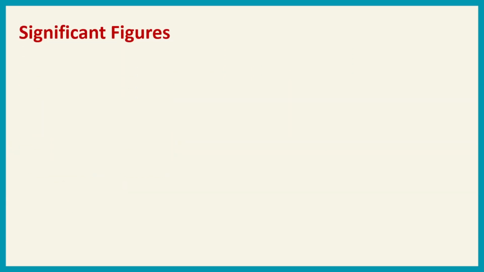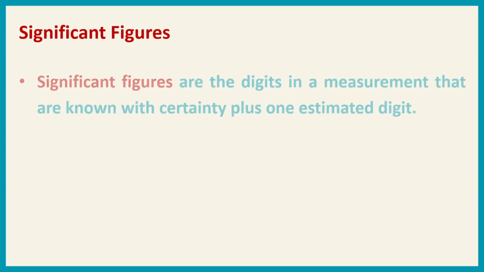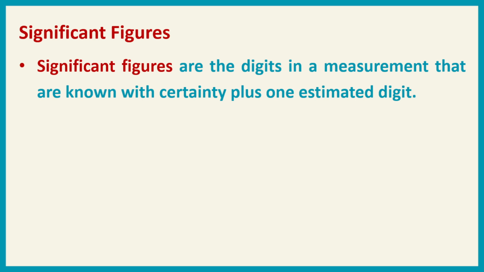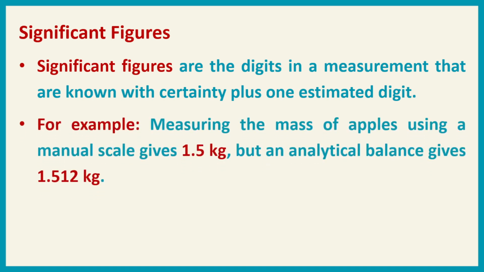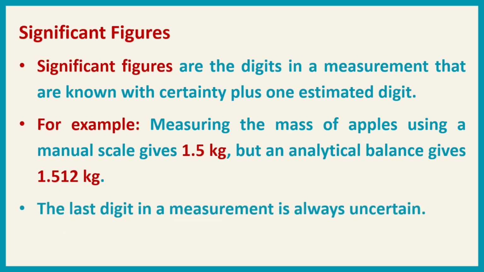And the next term is significant figures. Each measurement contains some uncertainty due to the limitation of the instrument and human error. The significant figures are the digits in a measurement that are known with certainty plus one estimated one. For example, measuring the mass of an apple using a manual scale gives 1.5 kilogram, but an analytical balance gives 1.512 kilogram. The last digit in a measurement is always uncertain.